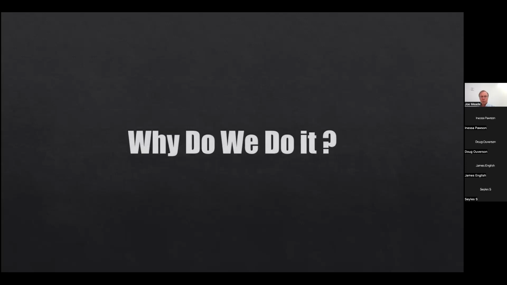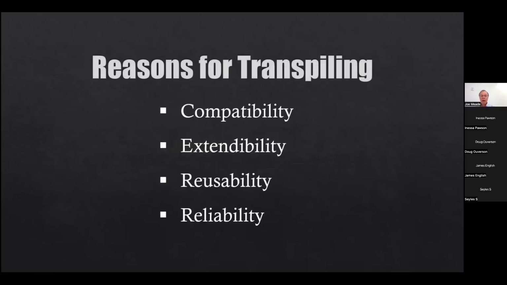So why do we do transpiling? Here's some reasons: compatibility, extendability, reusability, and reliability. So if you have code written in a brand new form of JavaScript, you want to transpile it to an older version of JavaScript to be compatible with older browsers. And you would do this using Babel, and it's probably, you know, in your Webpack right now. You use it all the time. TypeScript is also, you know, transpiled to JavaScript for compatibility.